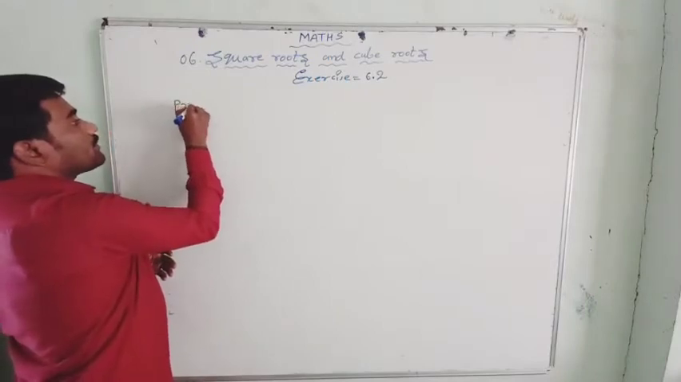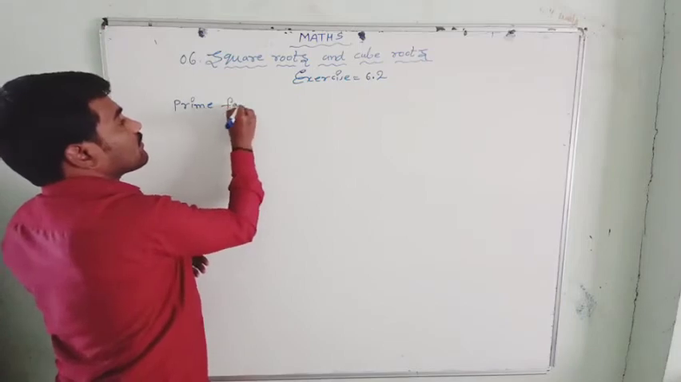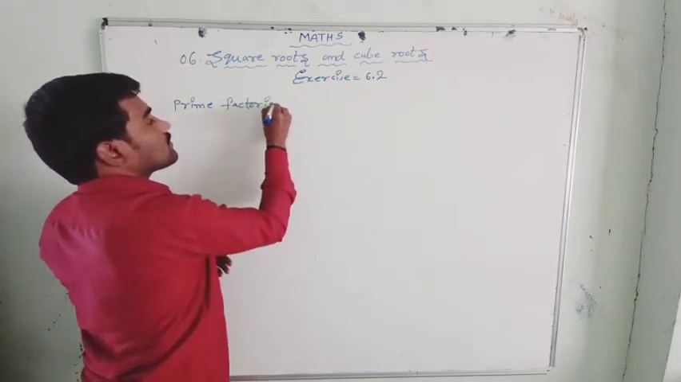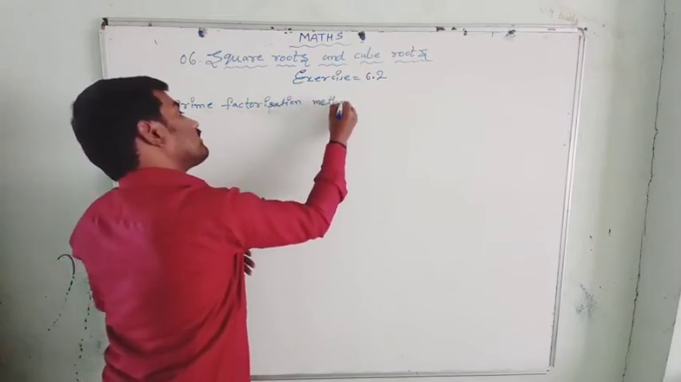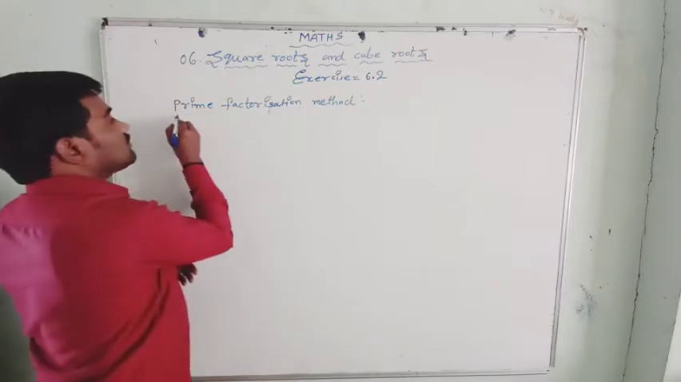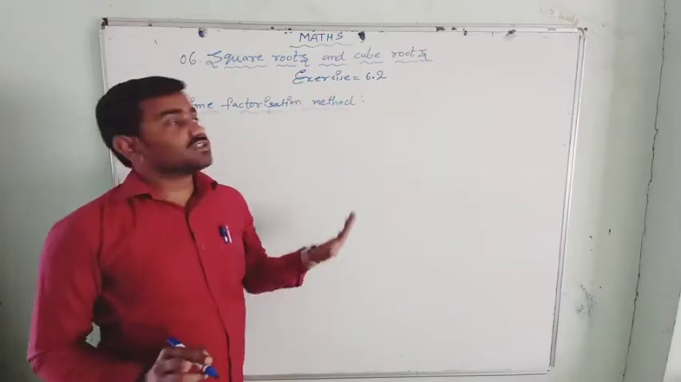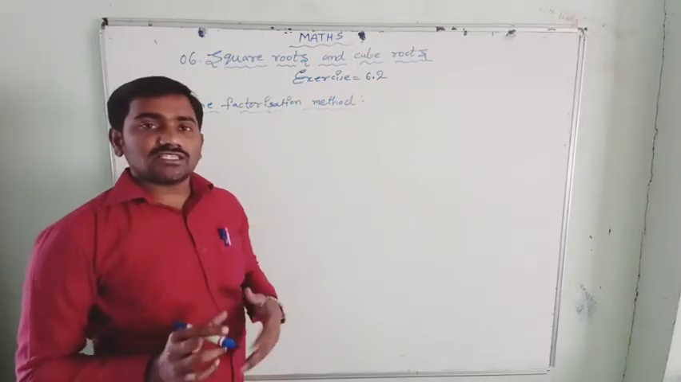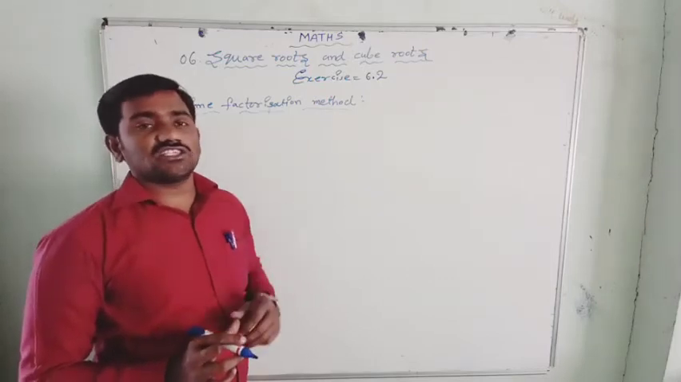This is the method we are going to use, prime factorization. The prime factorization method we are going to use to find the square root of the number. So in the complete exercise we are going to use only this single method. Let us see how to find the square root of a number by using the prime factorization method.